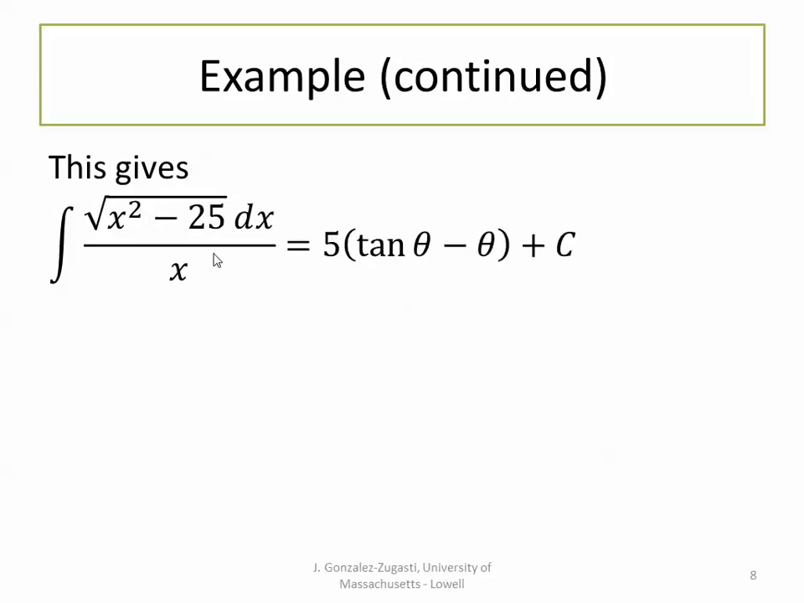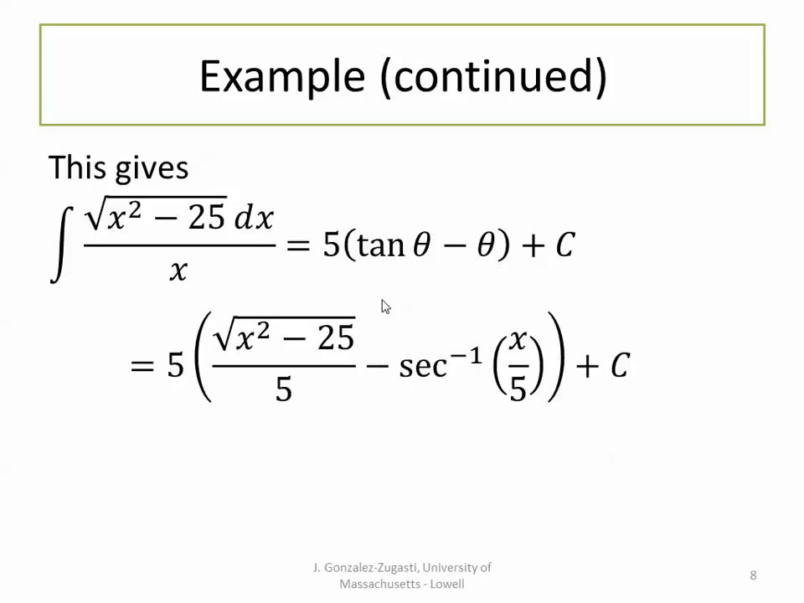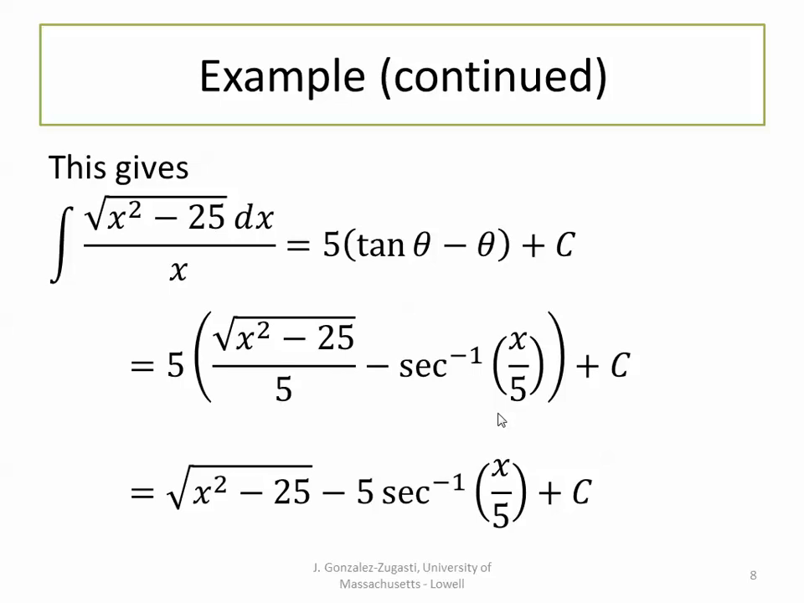So our answer, we said our integral was equal to 5 tangent theta minus theta plus c. We make our substitutions in. We said that tangent of theta was equal to the square root of x squared minus 25 over 5. We saw that theta was equal to secant inverse of x over 5. And the only thing left to do is distribute this 5 through the parentheses to get our final answer.